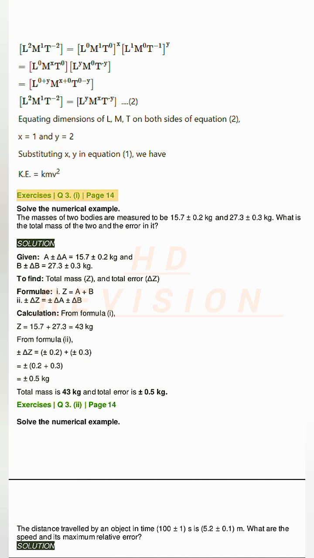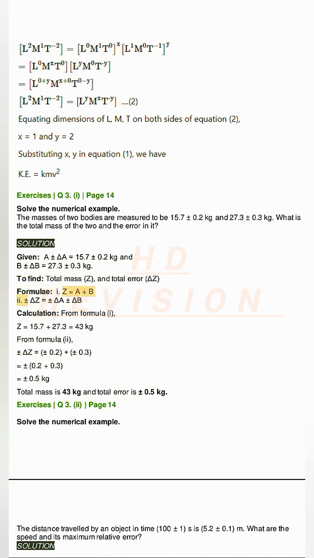Exercises Q3. I. Page 14. Solve the numerical example. The masses of two bodies are measured to be 15.7 plus or minus 0.2 kilograms and 27.3 plus or minus 0.3 kilograms. What is the total mass of the two and the error in it? Solution. Given A plus or minus delta A equals 15.7 plus or minus 0.2 kilograms and B plus or minus delta B equals 27.3 plus or minus 0.3 kilograms. To find total mass Z and total error delta Z.